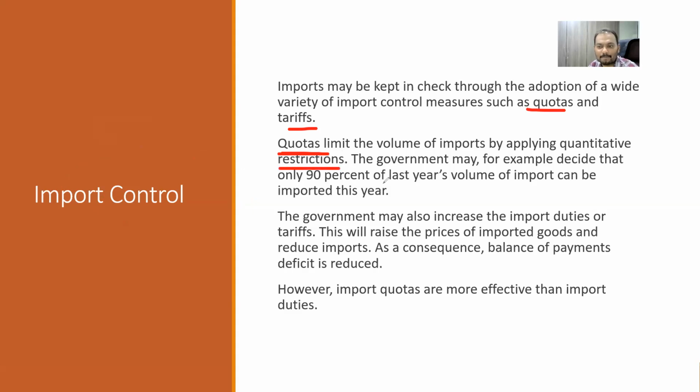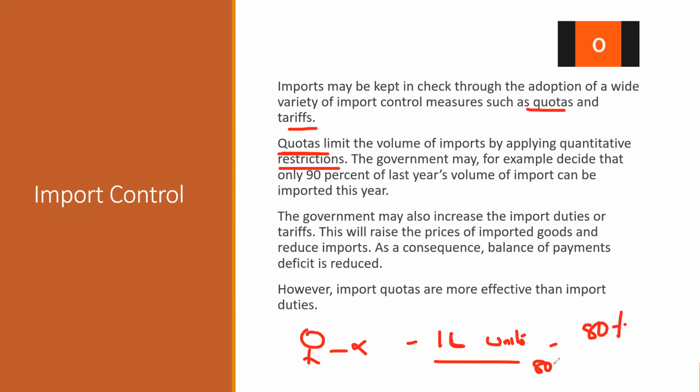I'll just give you a very simple example. Assume that this is a person by the name X. This guy has imported, let's say, 1 lakh units last year. How many units of goods did he import last year? 1 lakh. Now the government tells that this guy can only import 80% of what he imported last year. It's a quota, it's a limit. So what is 80% of 1 lakh? 80,000 units. So he will be able to import 80,000 units only this year, not 1 lakh units.